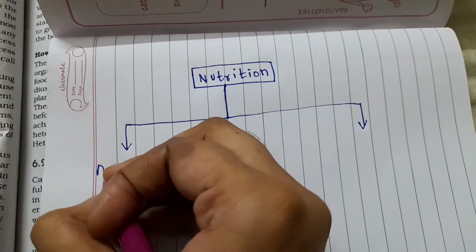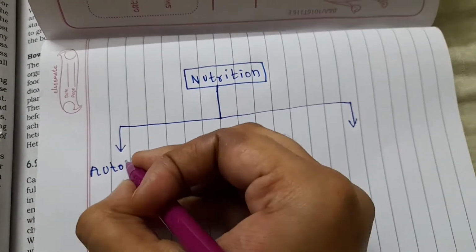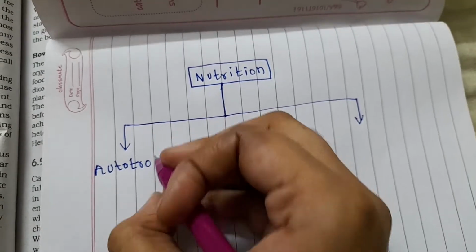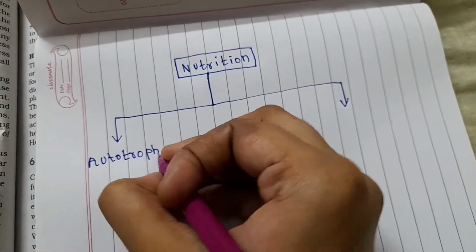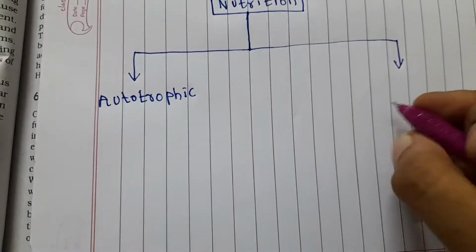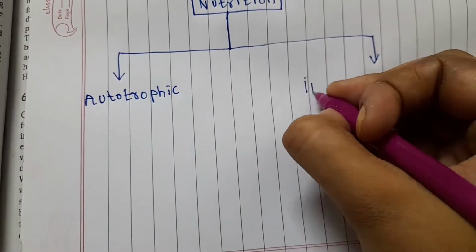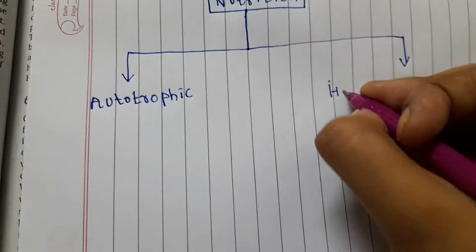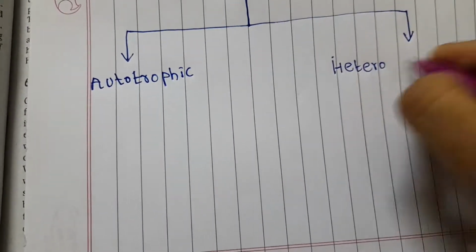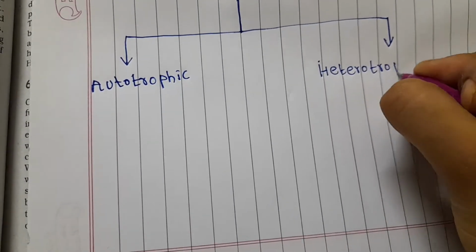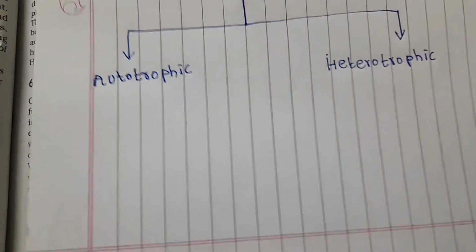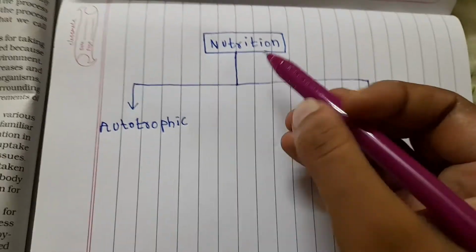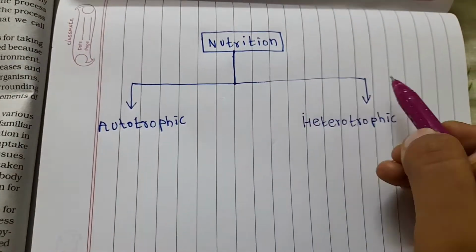So one mode is autotroph. You can also say it as autotrophic. The next mode is heterotrophs. I can also say it as heterotrophic. So first we have autotrophs and heterotrophs.